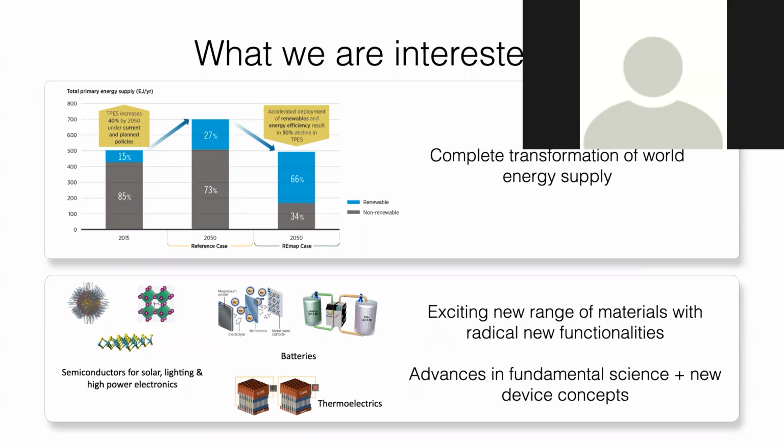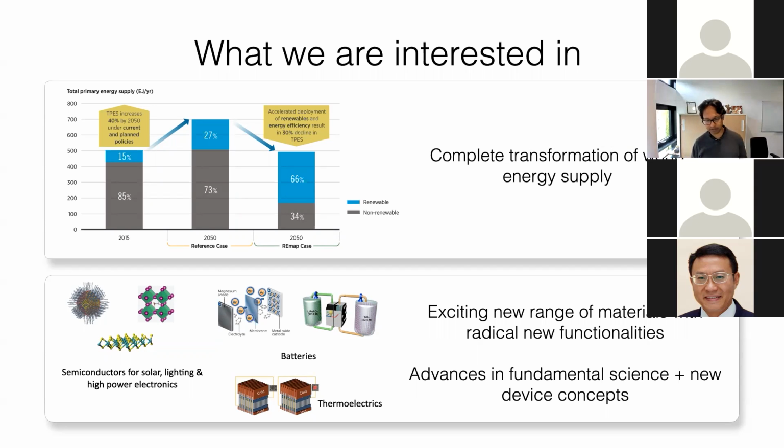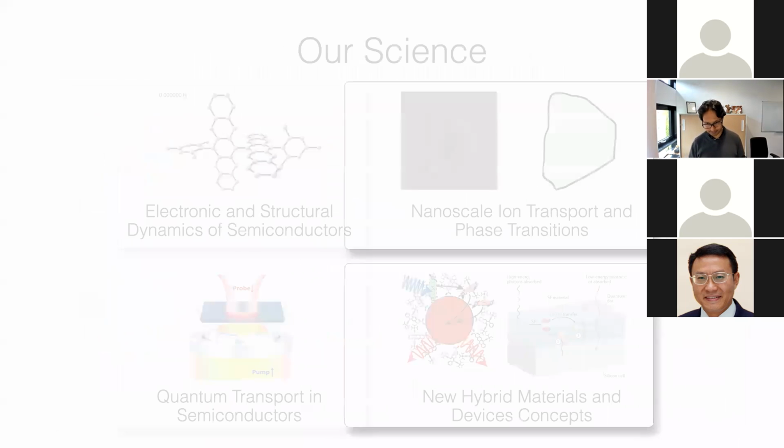So this is true across a range of areas. In semiconductors, we are interested in materials for solar energy harvesting, for lighting, high power electronics, and optical switching, things like this, low power computing. Of course, there's a great interest everywhere in battery materials of various kinds for long-term, short-term storage, grid scale, electric vehicles, etc. And of course, there are other technologies like thermoelectrics, which could help in this transformation a lot. So broadly speaking, my group is interested in the electronic and optical properties of these materials.